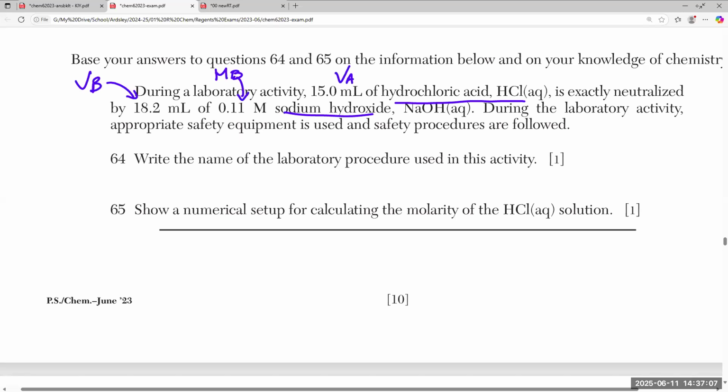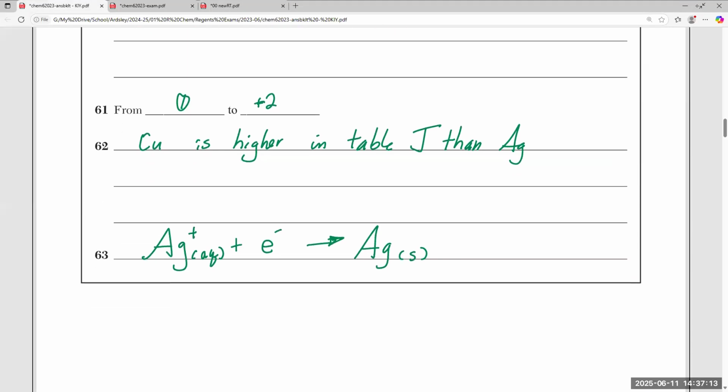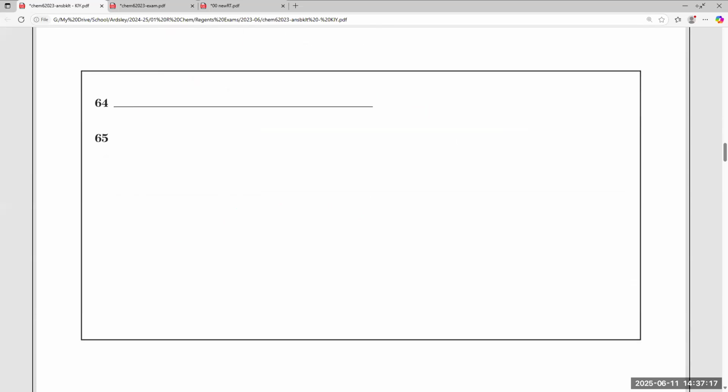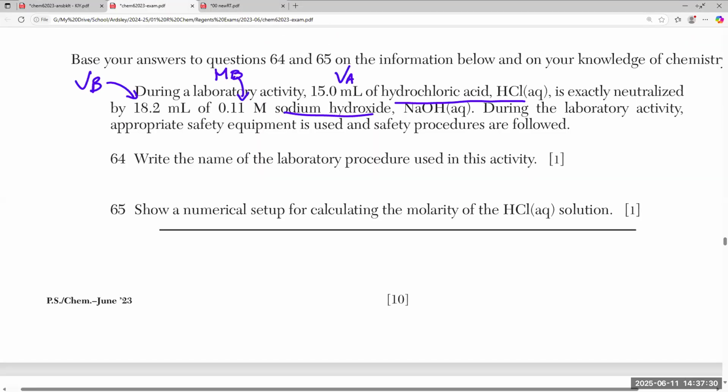Look, write the name of the procedure used in this activity. What is it called, guys? What do you think? It's titration, right? Now, if you thought neutralization, guys, that's the chemical reaction, not the procedure. But I'm willing to bet that if you write neutralization, they might even give it to you, but don't do that. Okay, the procedure is titration, right?